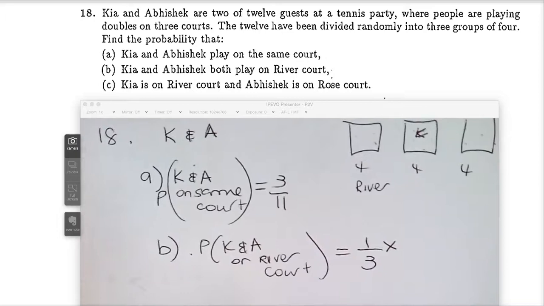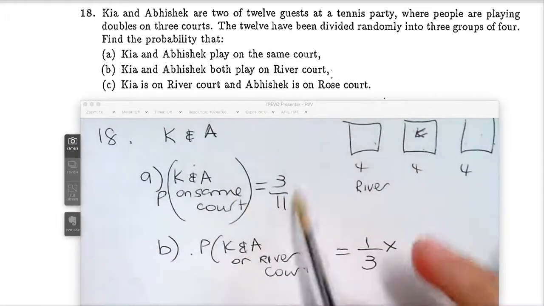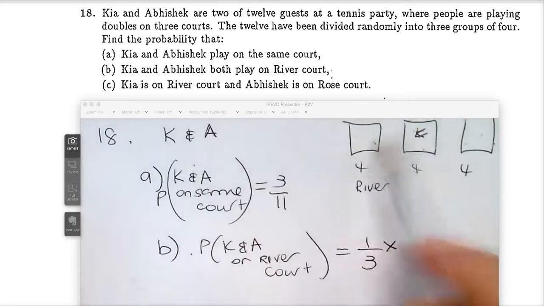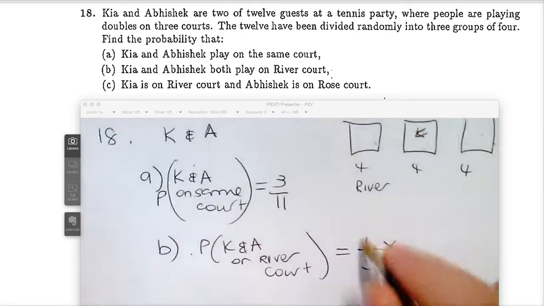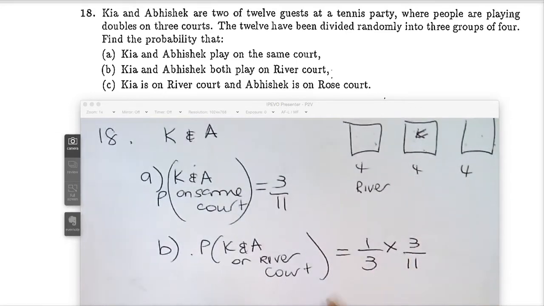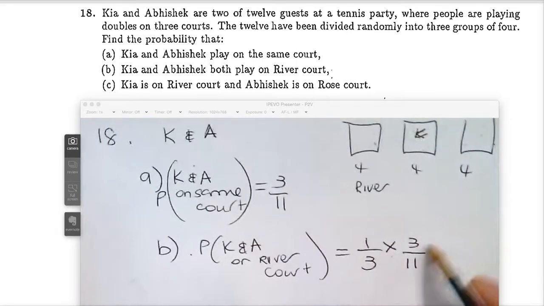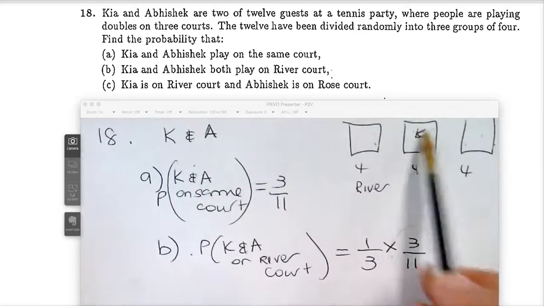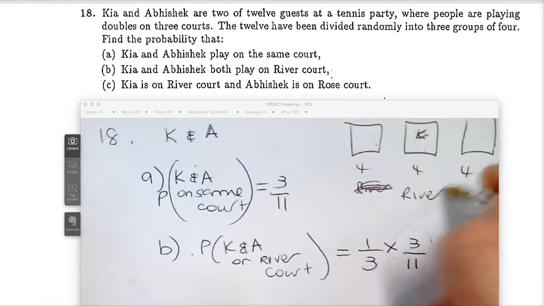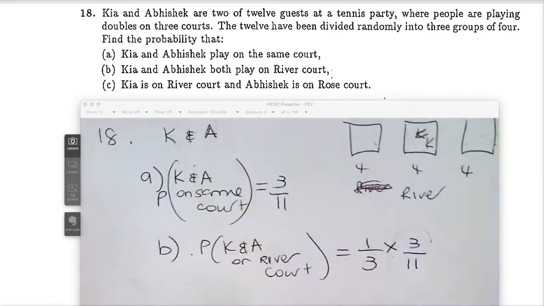Yeah. So girls, the chance that they're on the same court is 3 out of 11. And the chance that they're together on one specific court is 1 out of 3. So it's 3 over 11 times 1/3. So they're together, and the chance that they're on a specific one, I'll call that one River, it doesn't matter, or this one River, since I put him there in the first place. So it's 1 out of 11.